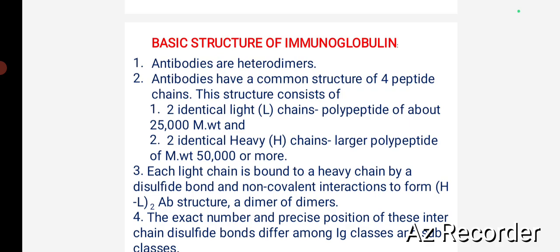The exact number and also precise position of these interchain disulfide bonds differ among Ig classes. Ig means immunoglobulin classes and also subclasses. Already I told you immunoglobulins have 5 types: IgA, IgM, IgD, IgE, and IgG. Based on this type, the exact structure differs.